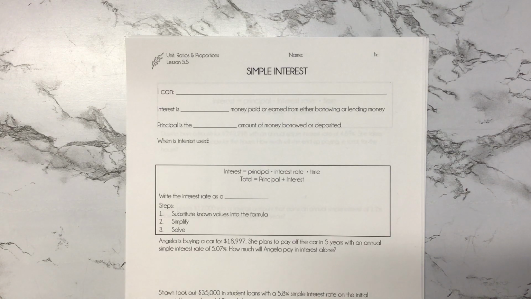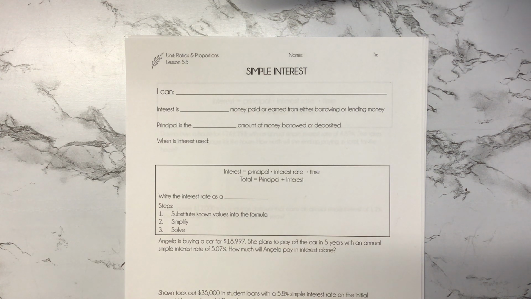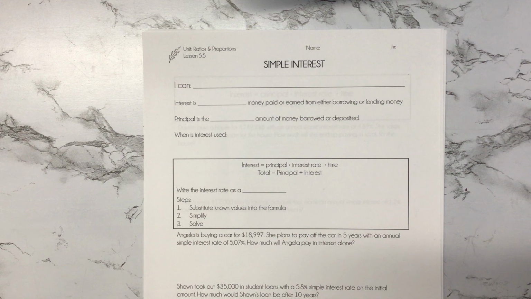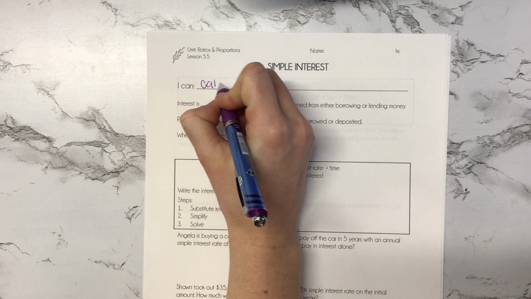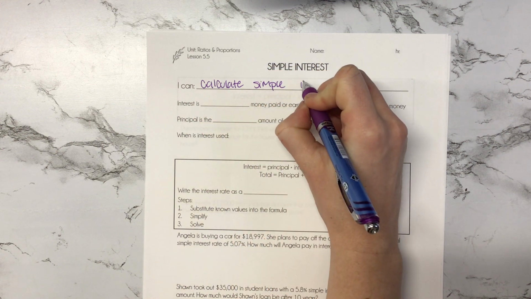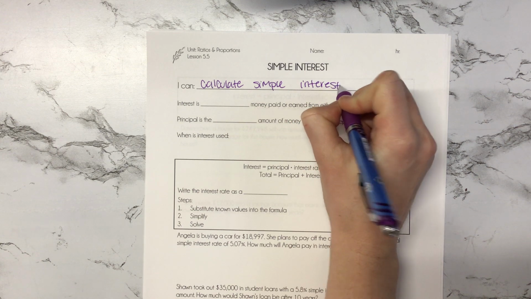All right, so next real life thing is interest. And we're going to talk about simple interest specifically. There are two different kinds, maybe more, two that I know of in my brain right now. But we're just going to focus on simple interest just because that fits with the ideas that we're doing now for 7th grade specifically. All right, so we're going to say that I can calculate simple interest. Okay?